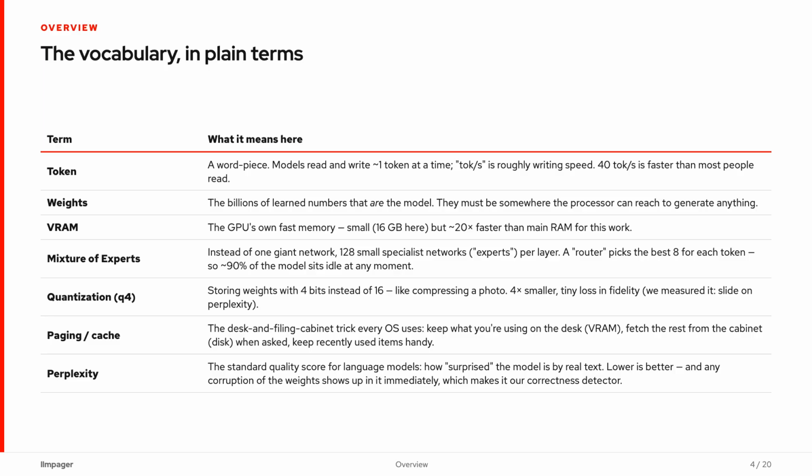Paging is the desk and filing cabinet trick every operating system uses. Keep what you're using on the desk. Fetch the rest when asked. And perplexity is the standard quality score. How surprised the model is by real text. Lower is better, and any damage to the weights shows up in it immediately. Remember that one. It matters later.